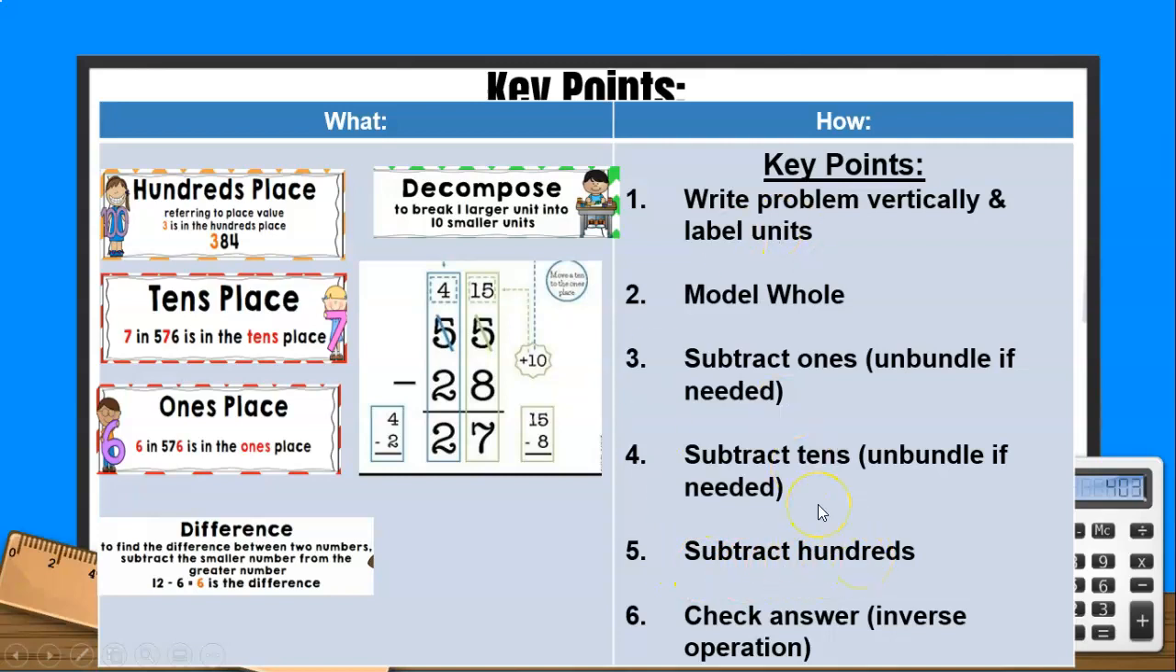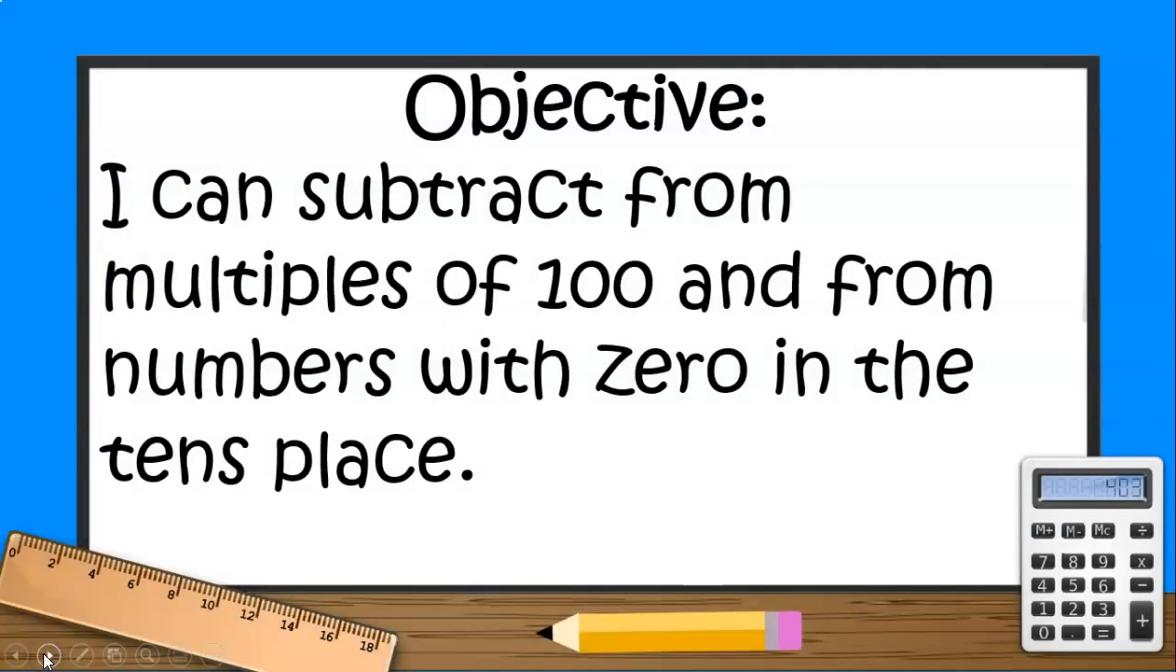After we subtract, we check our answer to make sure our subtraction problem is correct, and we check our answer by doing the inverse operation. Since we're subtracting, to check that we get the answer right, we check by adding. So let's start. What is our learning goal? By the end of the lesson, you're going to be able to subtract from multiples of 100 and from numbers with 0 in the tens place.